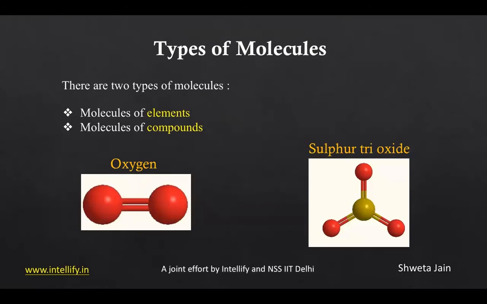There are two types of molecules: molecules of elements and molecules of compounds. The first picture is an example of molecules of elements. It has two oxygen atoms combining together to form one oxygen molecule. The second picture is sulfur trioxide, which is an example of molecules of compounds. Here we have one atom of sulfur combining with three atoms of oxygen to form sulfur trioxide.